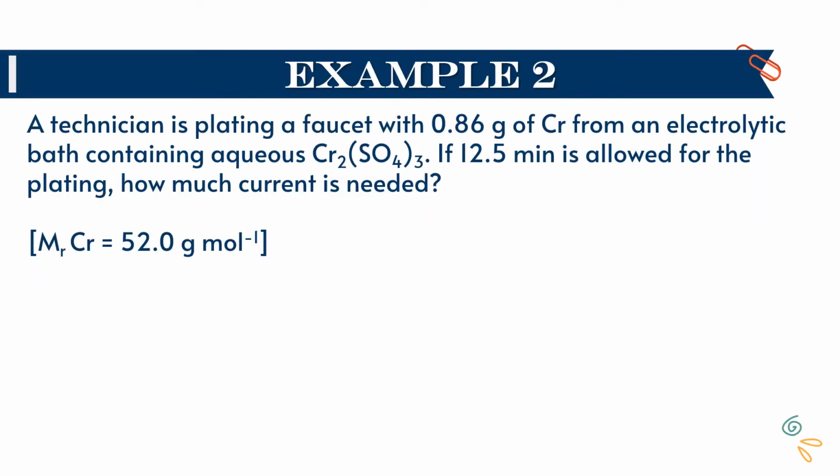Okay, so let's read the question for example 2. A technician is plating a faucet with 0.86 gram of chromium from an electrolytic bath containing aqueous chromium sulfate. If 12.5 minutes is allowed for the plating, how much current is needed? So, kita keluarkan maklumat kita, apa yang kita ada.